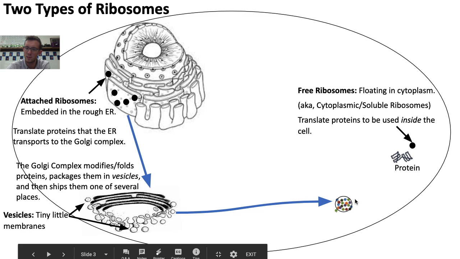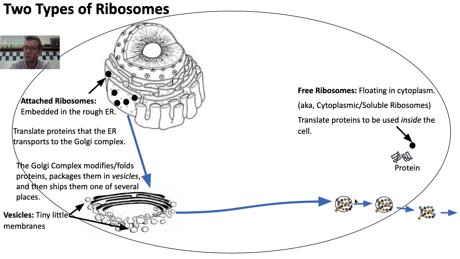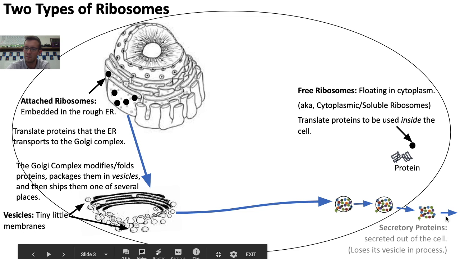So some types of proteins get secreted out of the cell entirely, and we call these secretory proteins. And you'll notice that as the protein gets secreted out of the cell, it loses its vesicle in the process. The vesicle actually ends up merging with the cell membrane.